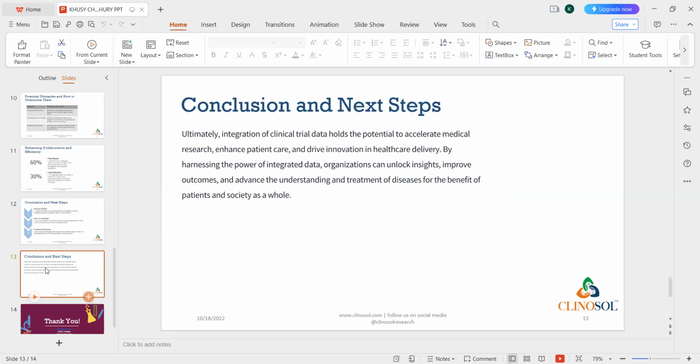by harnessing the power of integrated data, organizations can unlock insights, improve outcomes, and advance the understanding and treatment of disease for the benefit of the patient and society as a whole.